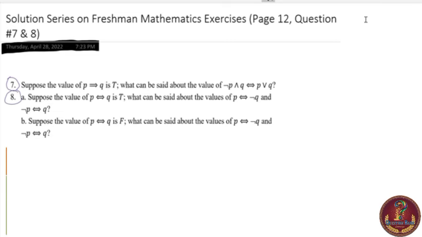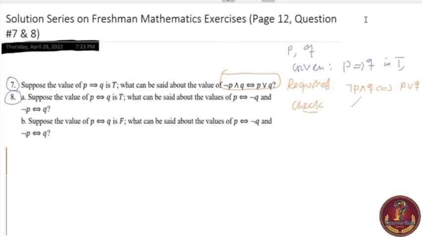So the first question, question number 7, we have two propositions, P and Q. The given information is, it is known P implies Q is true. And the question is to determine the truth value of this proposition. The required information is to determine the negation of P and Q by implies P or Q's truth value. So that means you have to check whether this whole compound proposition is either true or false.